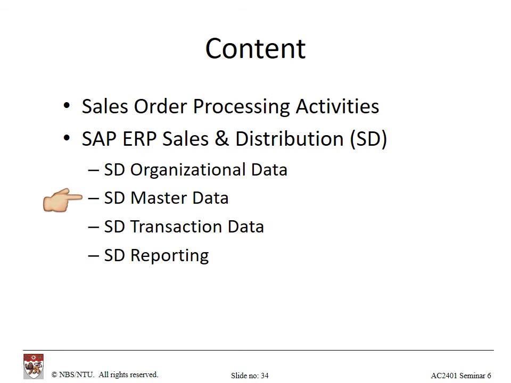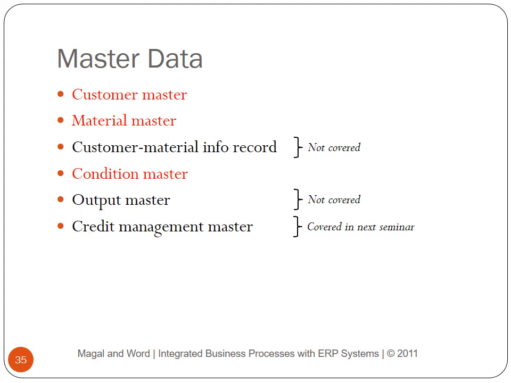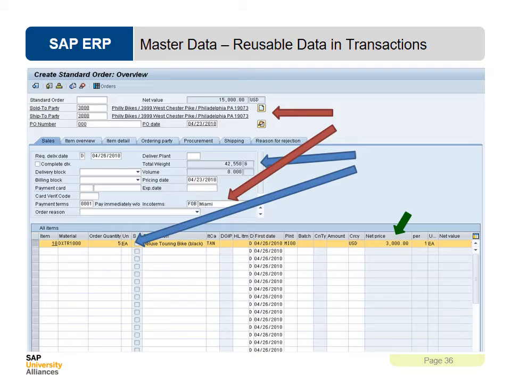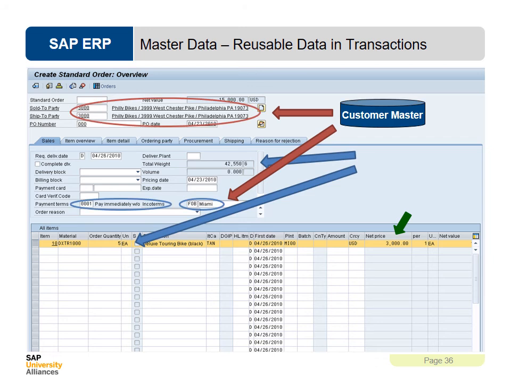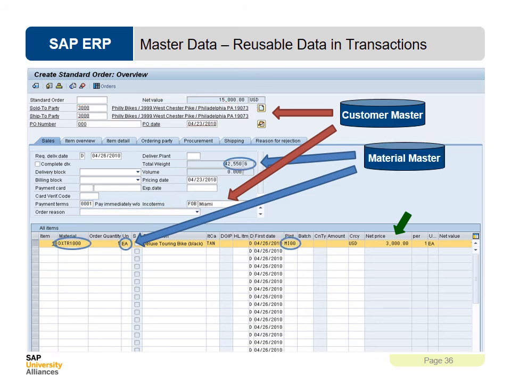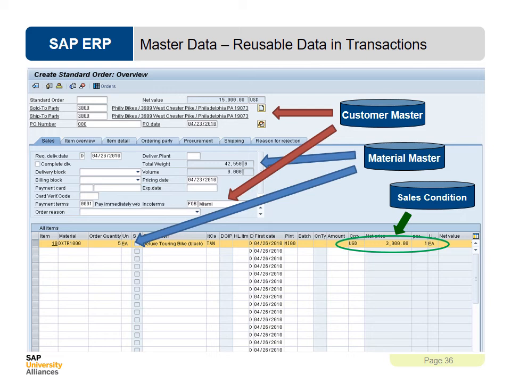Now let's look at SD master data. Master data represent entities or items associated with the enterprise and include customer, supplier, GL account, condition, and inventory or material master data. As shown in this screenshot, data can come from the customer master, the material master, or the sales condition master.